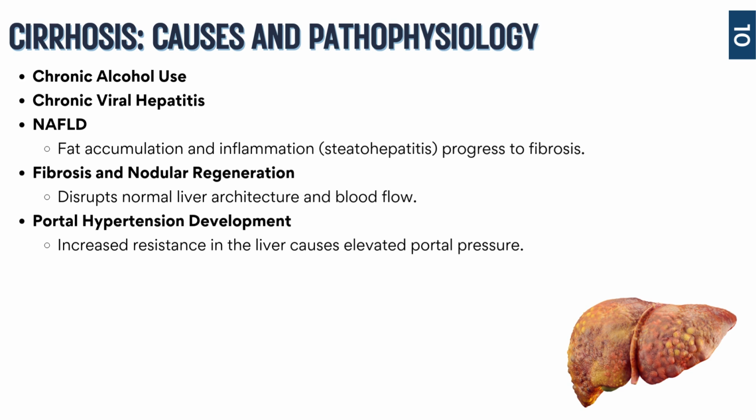Chronic alcohol directly damages liver cells, leading to fibrosis. Chronic viral hepatitis causes ongoing inflammation and cell death, promoting scarring. In NAFLD, fat deposits lead to inflammation and then fibrosis, similar to alcoholic liver disease. So that fatty liver disease, and when I say fibrosis, I mean scarring, damage, okay.